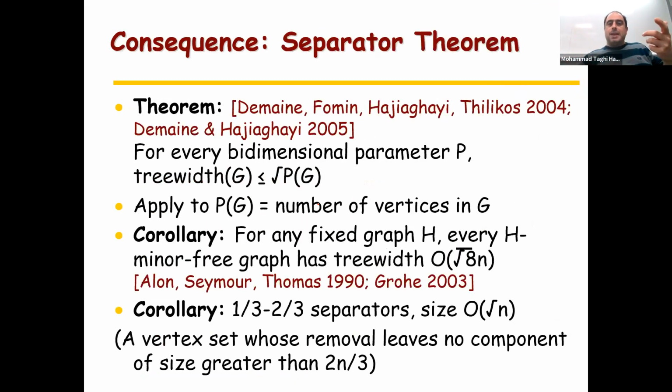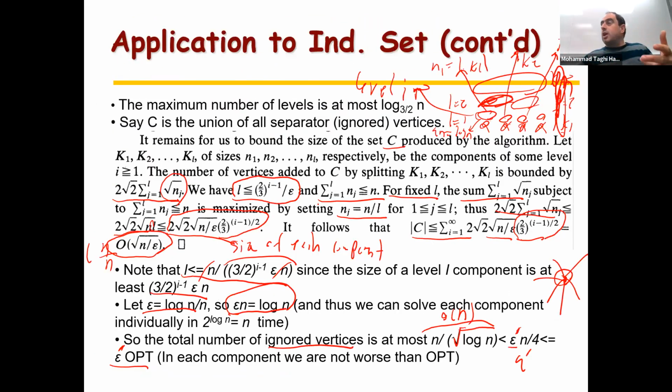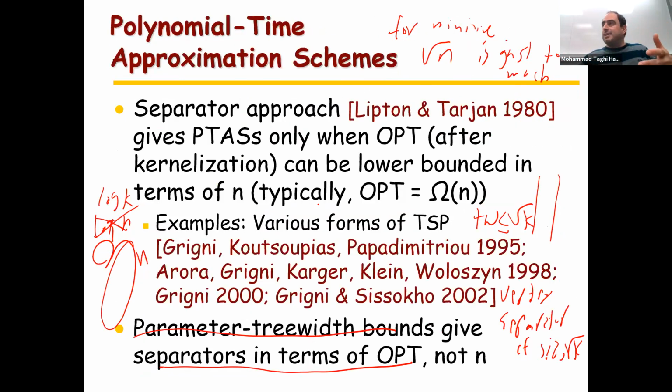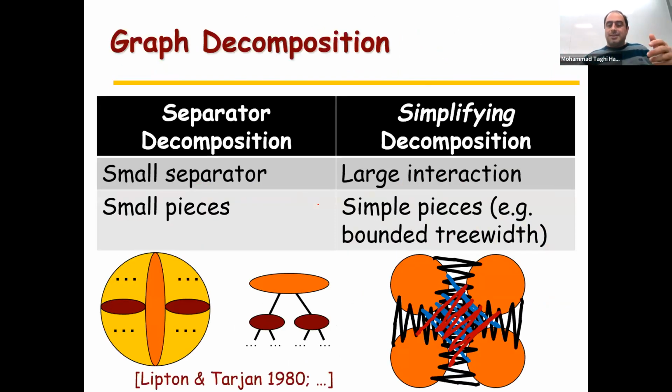Good. So for planar graphs, actually, there are two approaches to get a PTAS. One is the Lipton-Tarjan separator theorem. The other one is Baker's, which we will talk about next, called simplifying decompositions. In the separator decomposition, I had these small separators, and I did it recursively until I have small pieces, or more generally, as I mentioned, a small parameter. Instead of pieces, you can say a small parameter, such that I can generalize it using this fixed parameter algorithm.